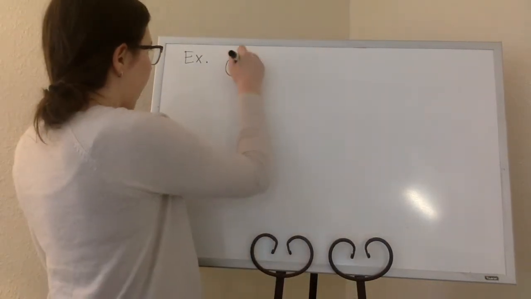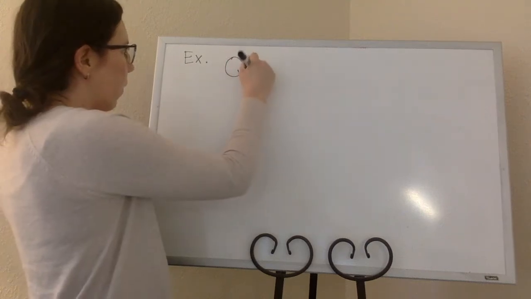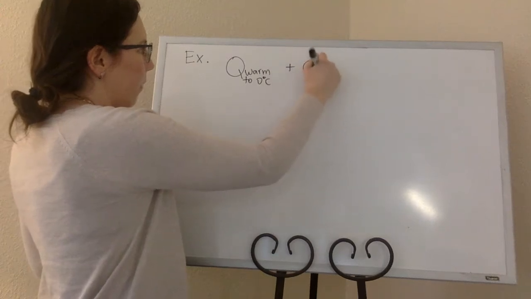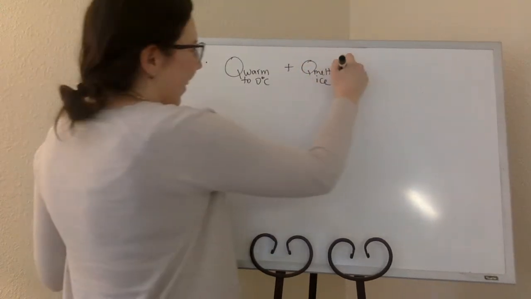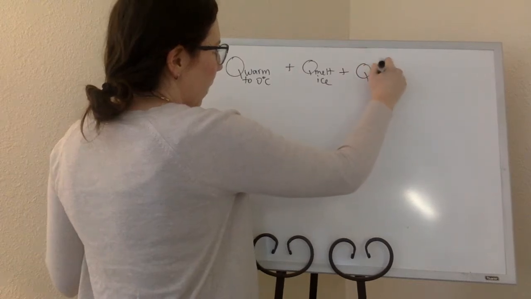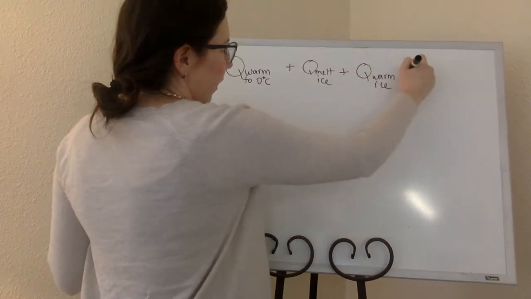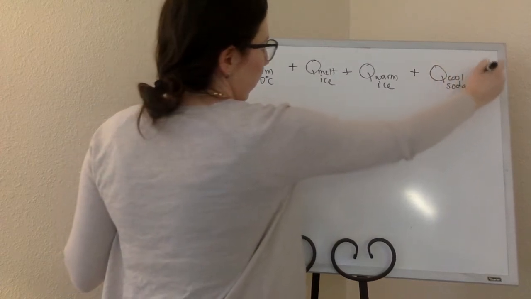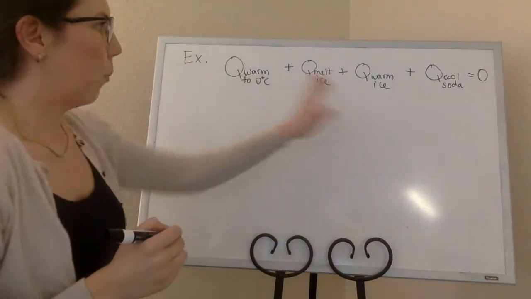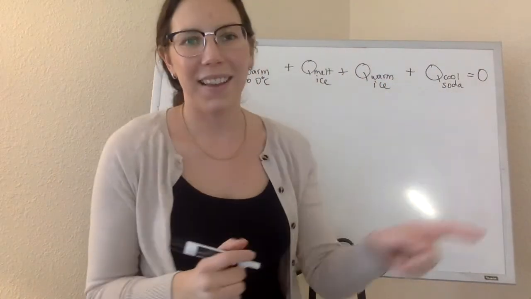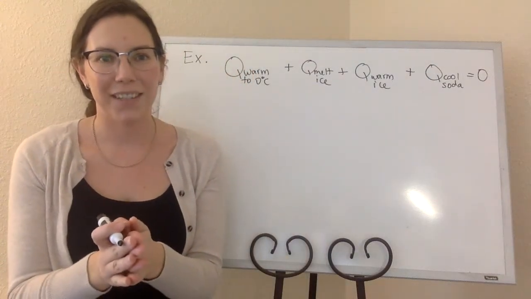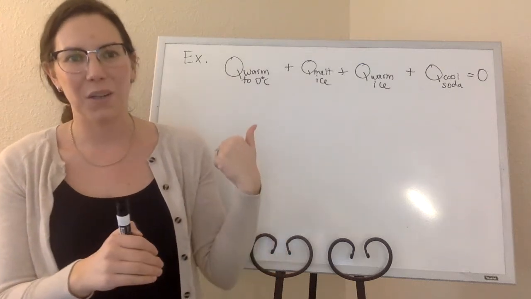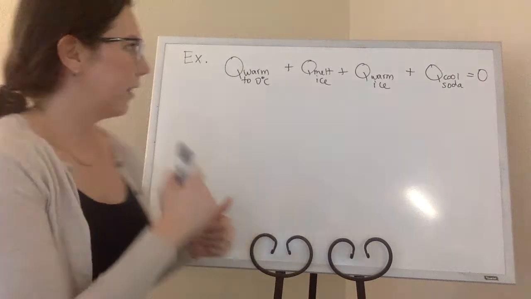But it can't melt yet. So if we look at the ice, it first has to warm up to 0 degrees, and then we'll need a term for melting the ice, followed by a term to warm up the water, and a term to cool the soda. So once the ice is warm to 5 degrees, we also need that last term to cool the soda to 5 degrees. This is the most important part, so make sure to go carefully through each substance and make sure you have a Q value for each one. All right, so let's keep going.